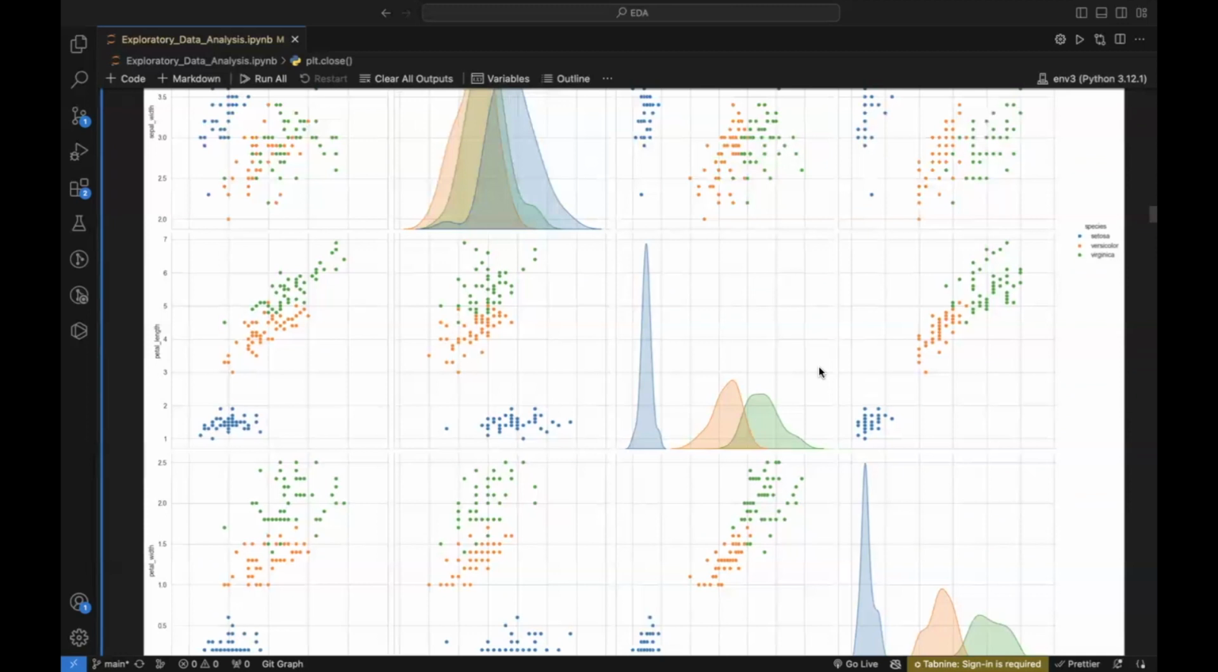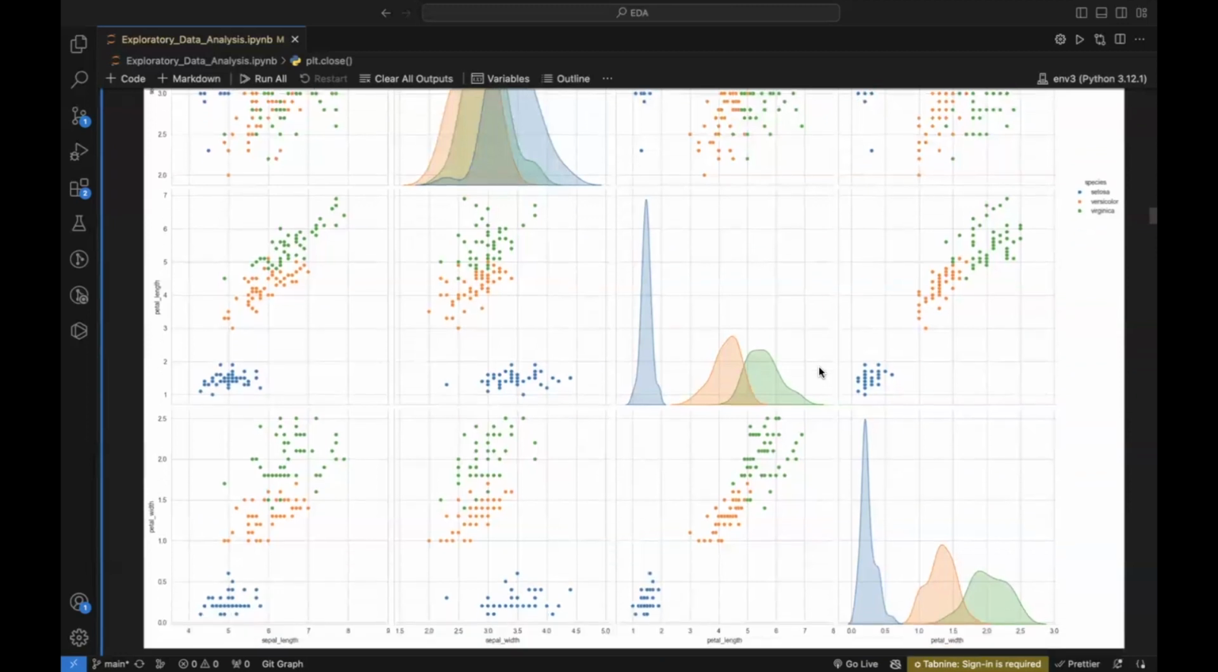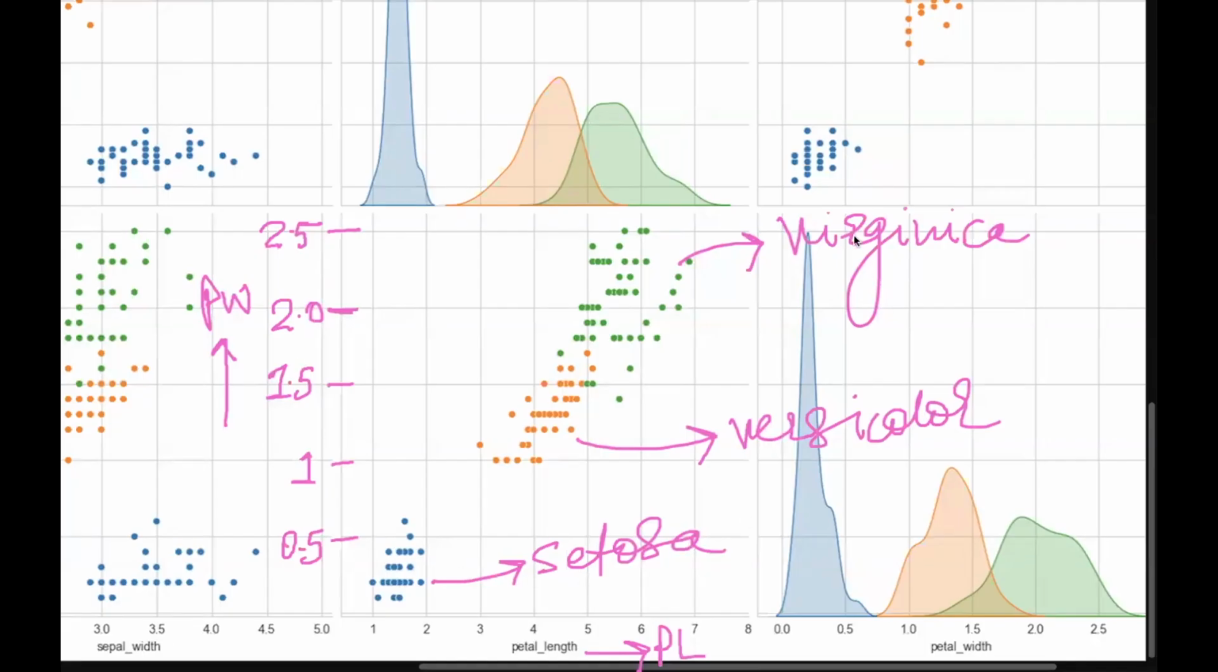Let me zoom this so that it is easy for you to see. So you can see this pair plot between petal length on the x-axis and petal width on the y-axis. This green dot is my virginica, this blue dot is my versicolor, and this is my setosa. Here petal length is on the x-axis and petal width is on the y-axis.